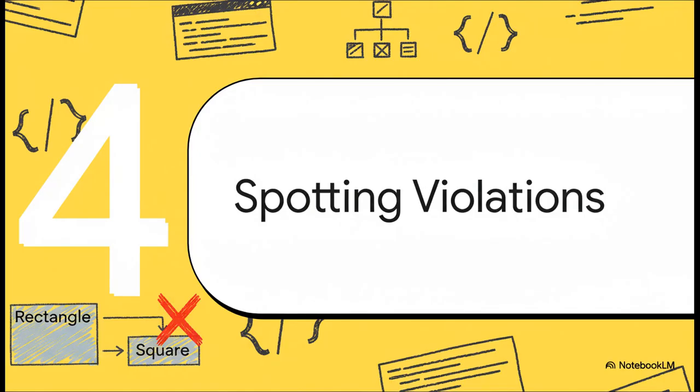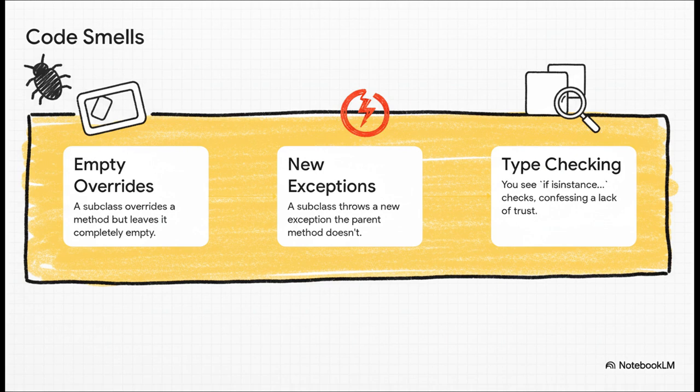Okay, so we've seen the theory, we've seen the high-stakes examples. How do you actually spot these violations in your own code? Well, let's look at a few of the most common code smells. First, if you see a subclass that overrides a parent's method but then just leaves it blank or throws a not implemented error, that is a massive red flag. You know, an ostrich subclass can't just do nothing for the fly method it inherited from bird.